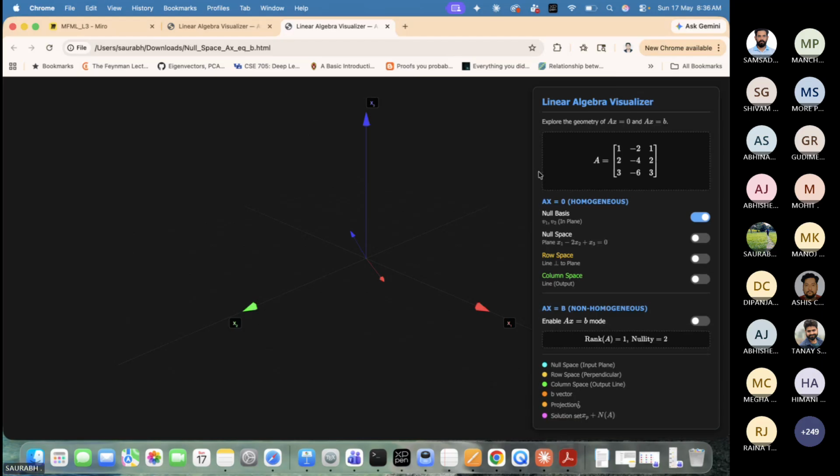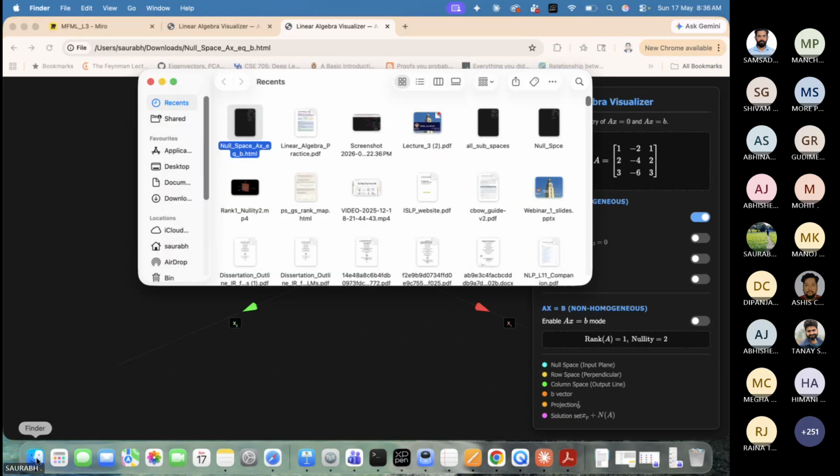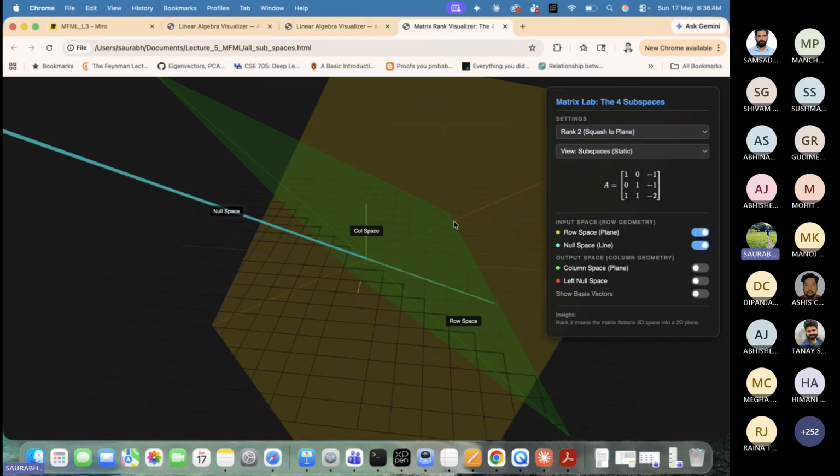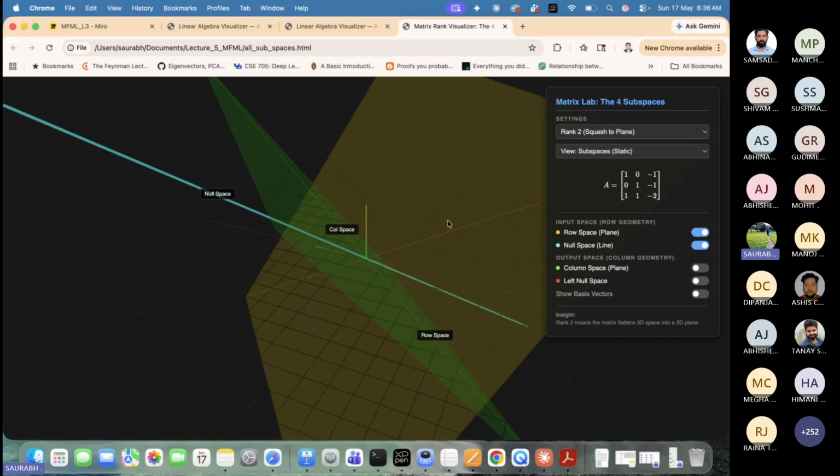Sir, so nullity and null space, can we refer to them as the same? Nullity tells you how many dimensions you have for the null space, and null space is the space itself. Nullity tells you the dimensions.